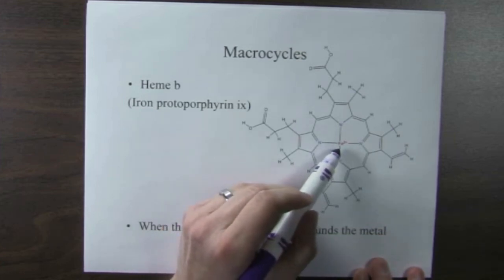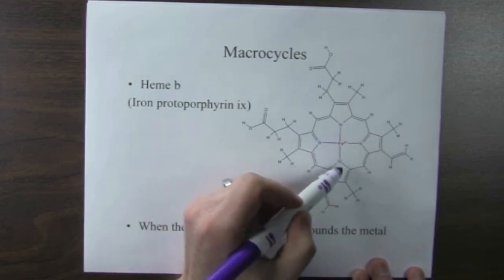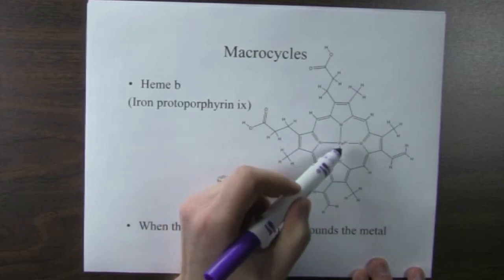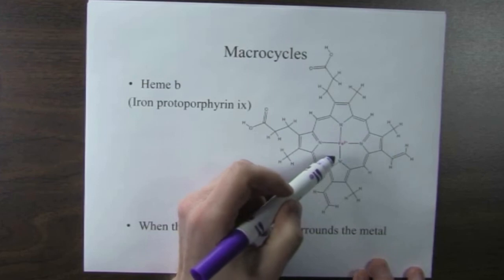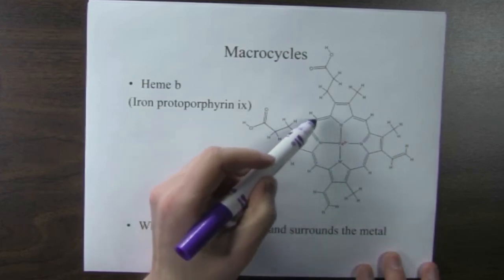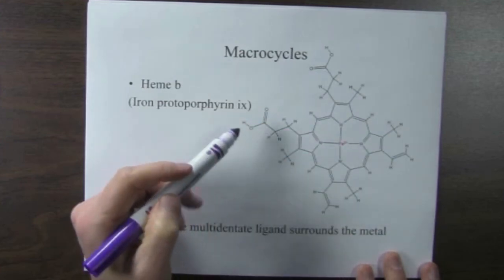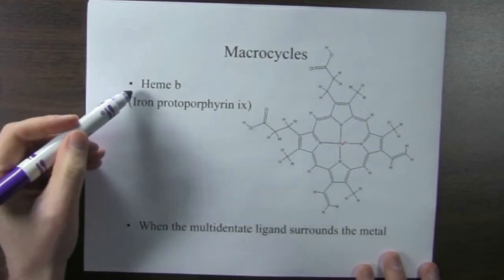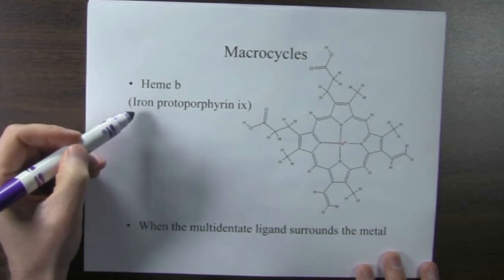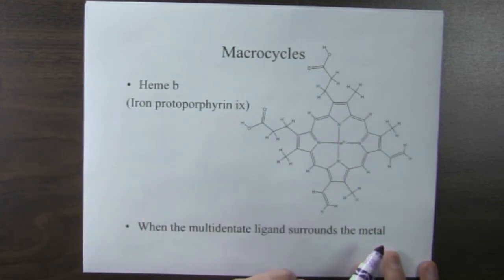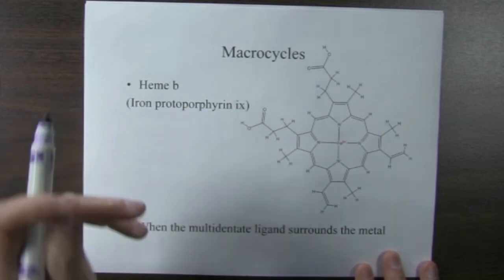We have an iron ion, and it's bound at 4 points, 4 nitrogen lone pairs coming in a ring here, and this ring is fairly rigid with all this aromaticity, and then it has these different substituents off of it. This is the molecule heme B, or iron protoporphyrin IX, which is the most important oxygen carrier molecule in the hemoglobin protein in your red blood cells.